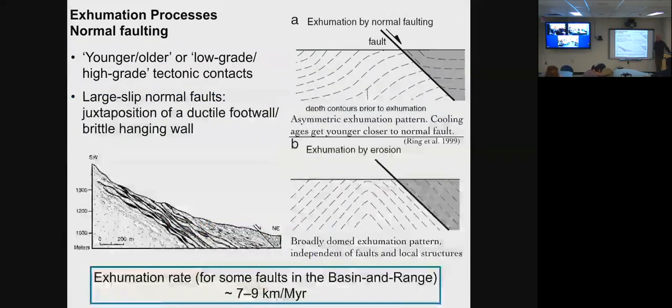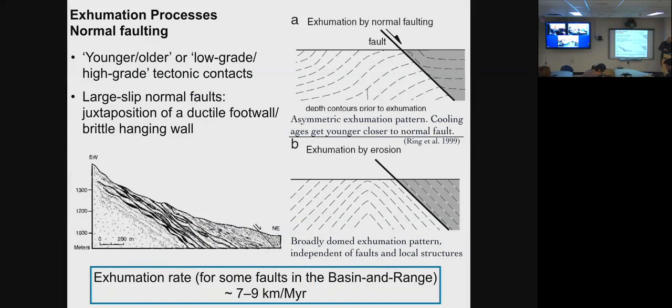Normal faulting can also be quite efficient in terms of rates. We're talking about exhumation rates of 7 to 9 kilometers per million years, which will be a direct factor of how fast the normal fault is operating, and also the dip of the normal fault. You've got a steep normal fault or a shallow normal fault, the vertical throw that you'll have on the fault will be very different, which will also control the amount of exhumation of the footwall rocks.